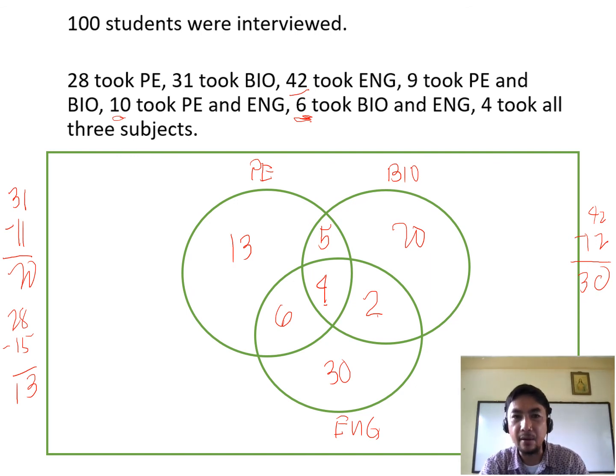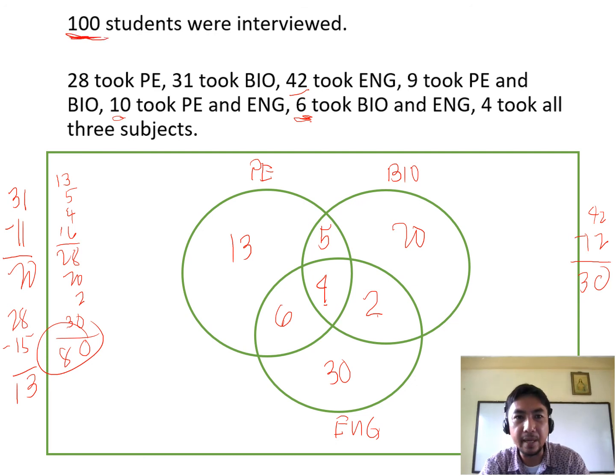Now, if you are going to count all the number of students inside the sets, you are given 13 plus 5 plus 4 plus 6 plus 2 plus 20 plus 30. So, ilan lahat yan? So, you are given 80. So, lahat-lahat, 80 ang nasa loob.